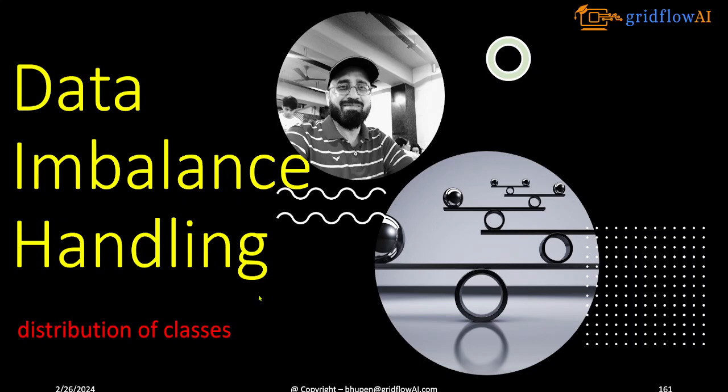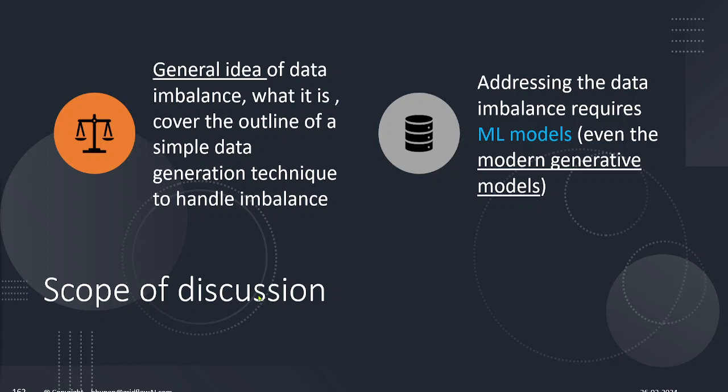Let's get started here. The scope of this discussion in this video is going to be a general idea. We'll try to understand what imbalance is and how we find out the imbalance in the data set. We are not going to talk about how we address the imbalances, because typically that will require machine learning models to generate new samples.